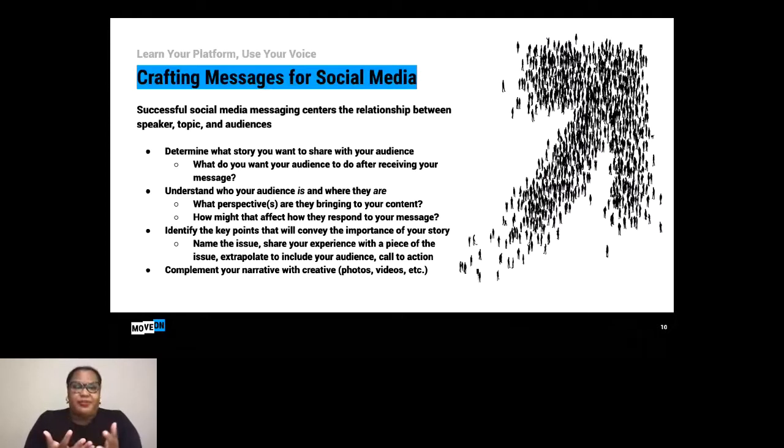And now, crafting your messages. Successful social media messaging really boils down to the relationship between the speaker, the topic, and your audience. Part of what makes an effective message is deciding what you want to say to your audience. You have to think with the end in mind when writing for social media. What do you want your audience to do after receiving your message?